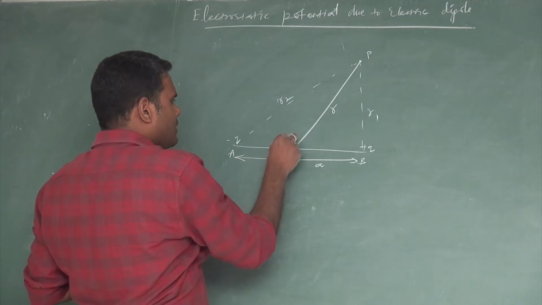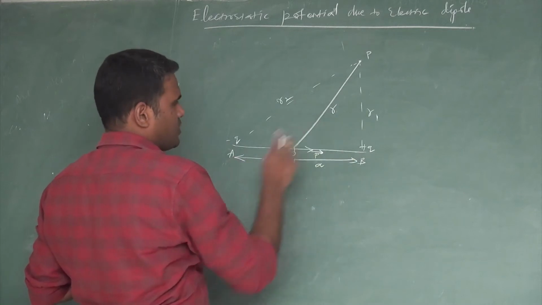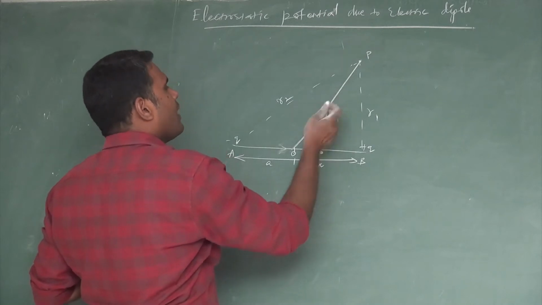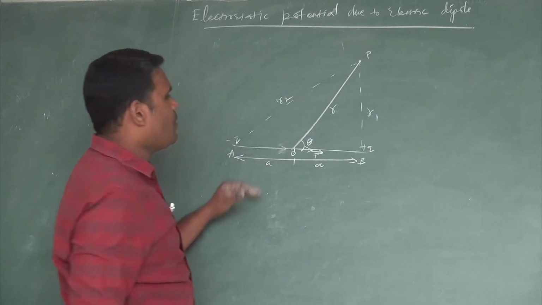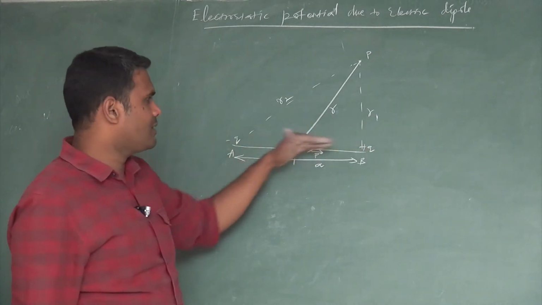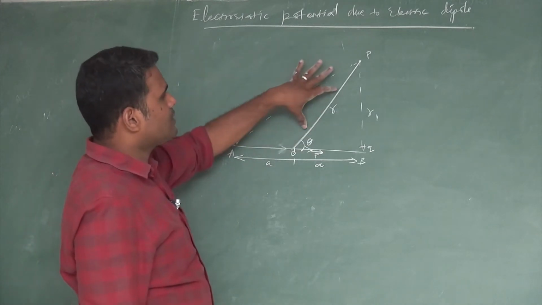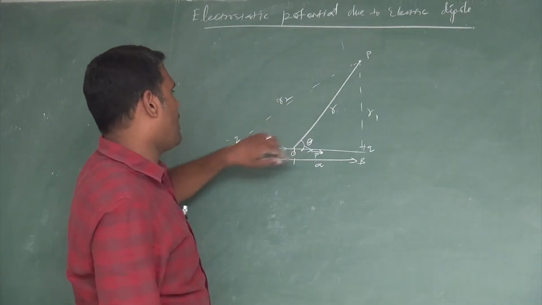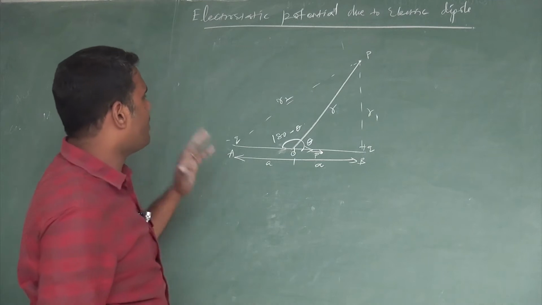The dipole moment vector p, as you know, acts from minus Q to plus Q. The position vector, the distance vector r, makes an angle theta with respect to the dipole axis. This is the dipole axis. Dipole moment acts along the dipole axis. The line joining the minus Q and plus Q charge is called the dipole axis, and the position vector r from O to P makes an angle theta with the dipole axis. If this is theta, then this angle is 180 minus theta.